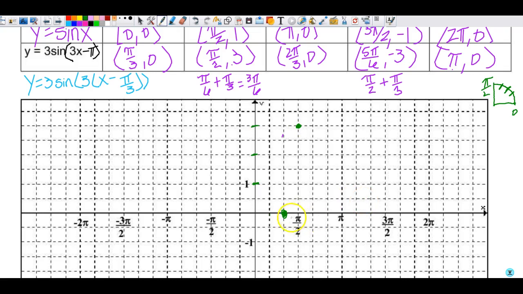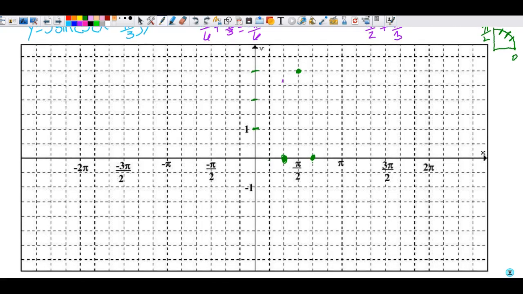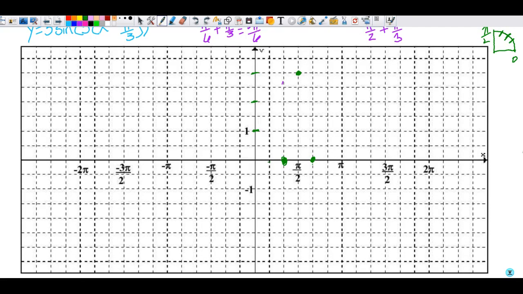Next is 2 pi thirds. All right, so 2 pi thirds is right around over here. So that's like another 60, right? So this is 30, 60, 90, 120, which is 2 pi thirds. We're back down here at 0. Then 5 pi sixths, negative 3. You should know where 5 pi sixths is. That's 30 before you get to 180.